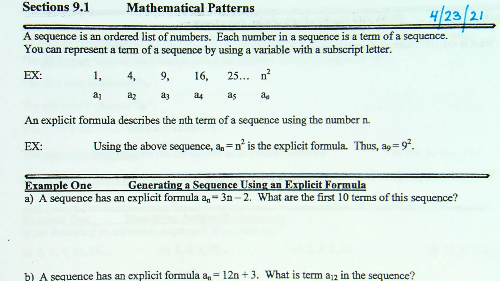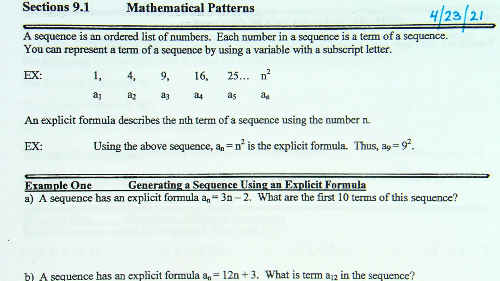Okay, so lesson 9.1, mathematical patterns. This is just a general introduction, looking at some patterns, identifying some patterns, being able to write specific types of rules. A sequence is an ordered list of numbers. Each number in a sequence is a term of the sequence, and you can represent a term of a sequence by using a variable with a subscript letter.